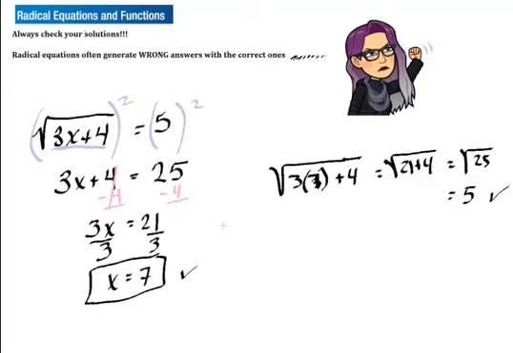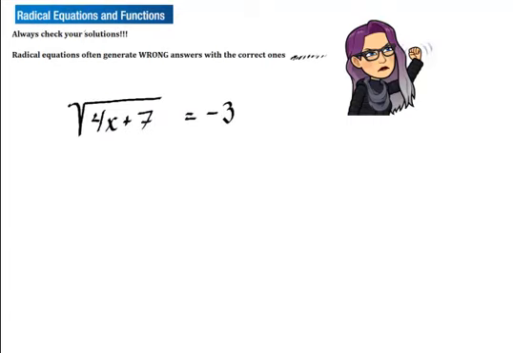It checks. Let's look at another one. All right, let's play. The square root of this thing. Hey, look at this. The square root of that equals a negative 3. Nuh-uh. This is going to be no solution. So sometimes you can look at it and go, oh, I know it's going to be no solution. But let's say you didn't see that. So let's square both sides and see what happens.